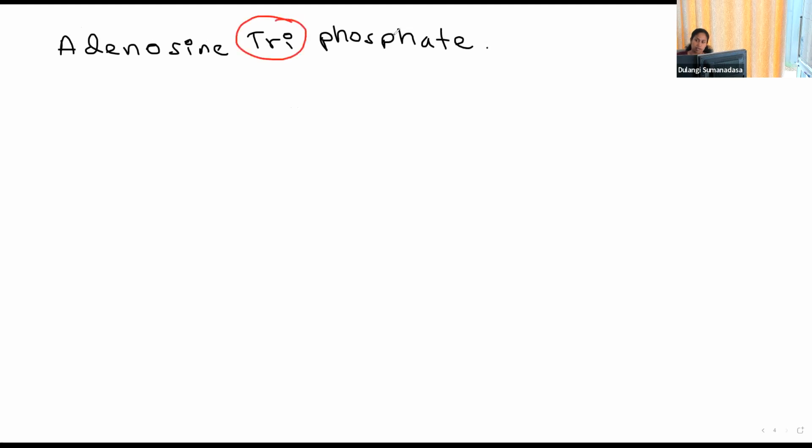Tri means 3. But what's going to be 3? It's going to be 3 phosphates. You know this. But if I ask you to draw the ATP, you're going to draw a ribonucleotide with adenine as the nitrogenous base. Can you draw it? I said ribonucleotide, but there's going to be a difference. So include the difference and then draw the ATP.